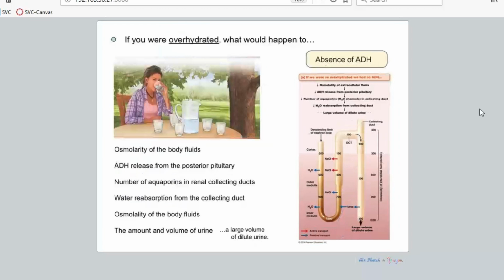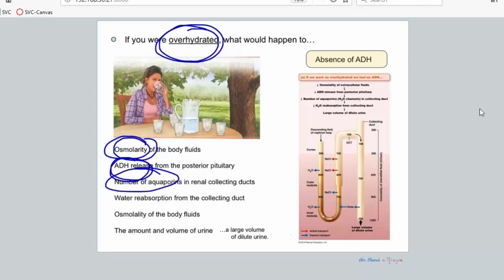The other scenario is if you're overhydrated. If you're overhydrated, what's that going to do to osmolarity? What's that going to do to anti-diuretic hormone release and the number of aquaporins involved? What's that going to do to the amount and volume of urine that we're producing? So again, we'll go through these scenarios in class.